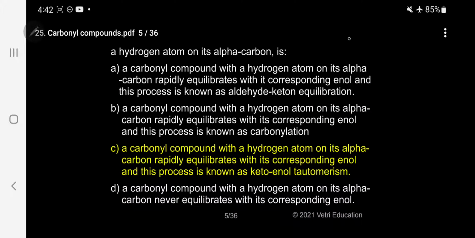So there are many tautomerisms. There is also another, the nitro acid tautomerism, which is another example available. I hope the correct answer is C. Let me go for the next question.